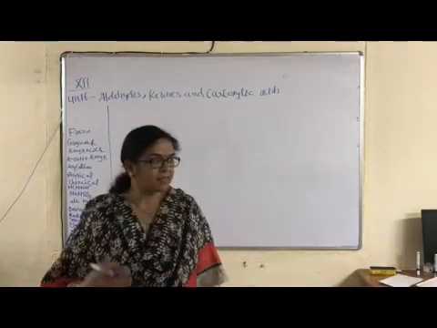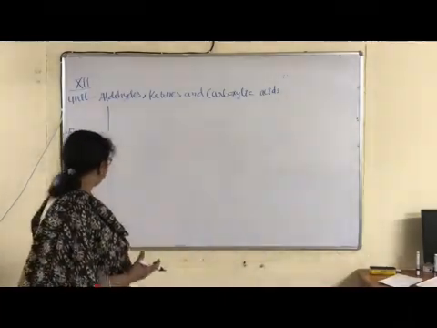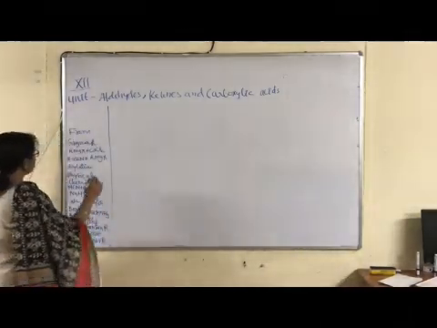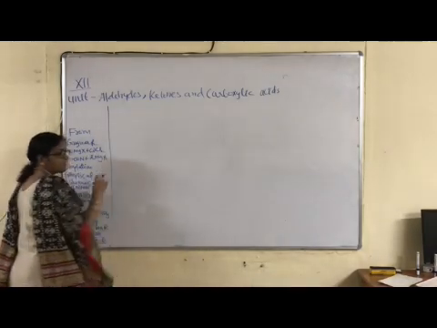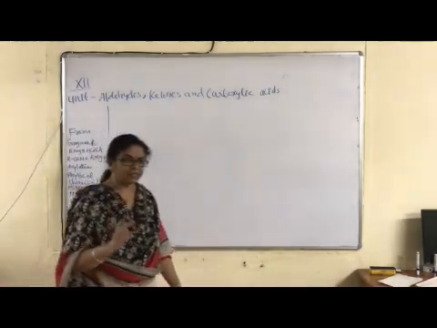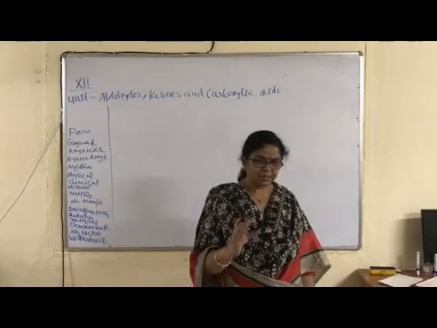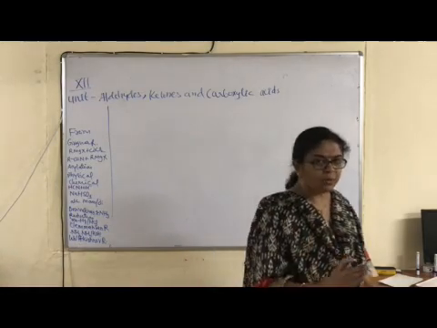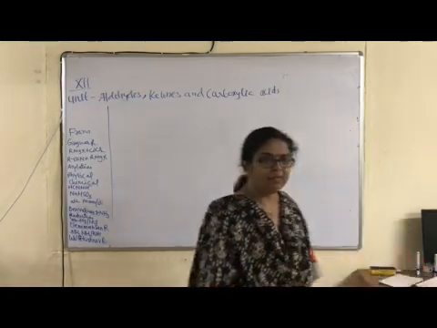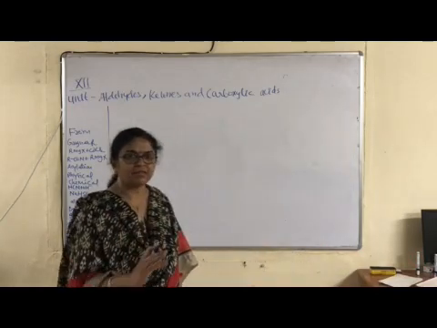Now children, some other methods for preparation of aldehydes and ketones. First one is from Grignard reagent. What is the general formula of Grignard reagent? RMgX, which is also known as organometallic halide, because metallic halide is attached with carbon.